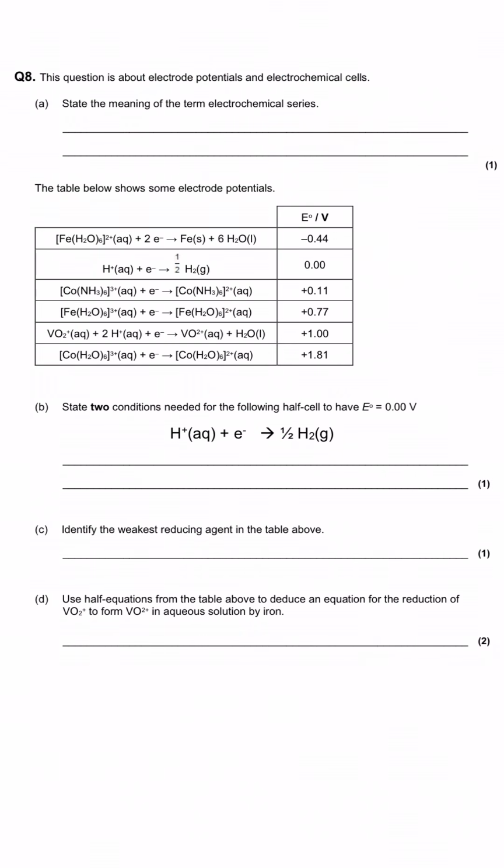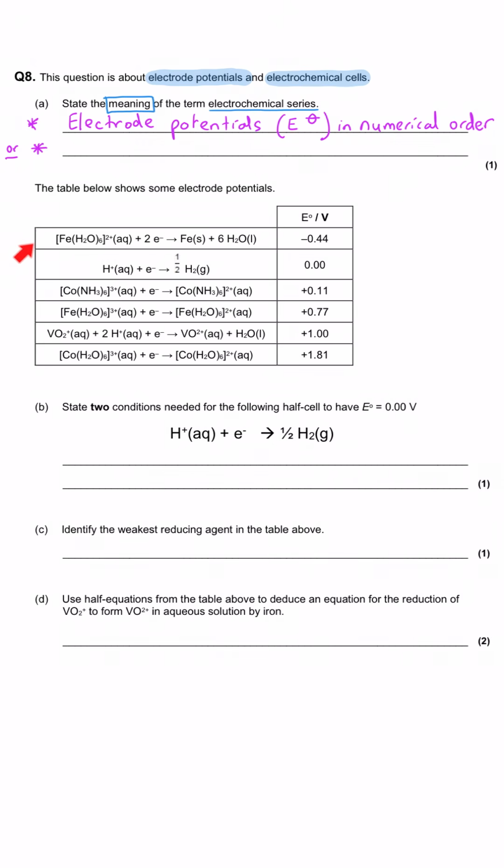This question is about electrode potentials and electrochemical cells. State the meaning of the term electrochemical series. Well, they've actually given us an example of an electrochemical series here. And an electrochemical series is where you show a series of electrode potentials in a particular order, a numerical order. And so that's one of the things that we could say for the 1 mark here.